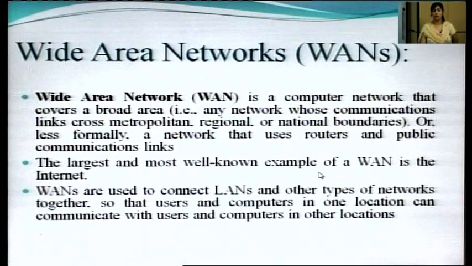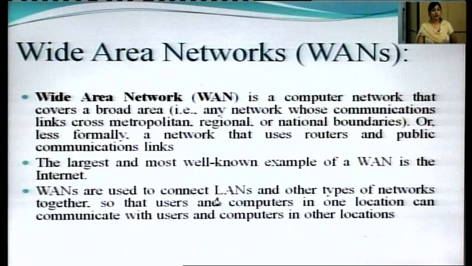Now, WAN, wide area network. As the name implies, a wide area network is a computer network that covers a broad area. It is any network whose communications links cross metropolitan, regional or national boundaries. Whenever 2 countries or 2 cities are attached with each other, that is said to be a wide area network, or less formally a network that uses routers and public communication links. The largest and most well known example of a WAN is what? That is the Internet. WANs are used to connect LANs and other types of networks together.